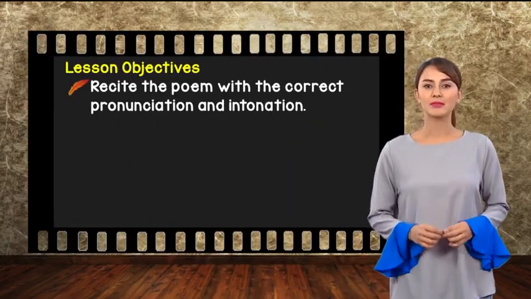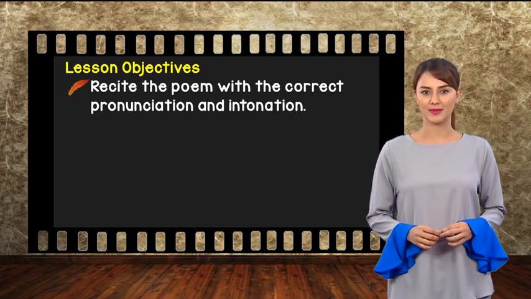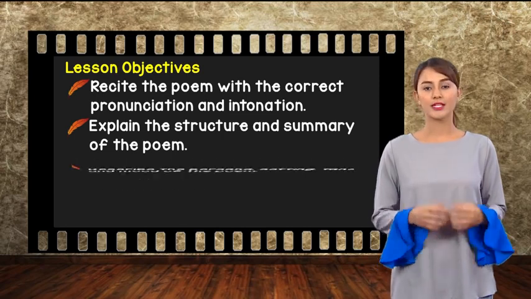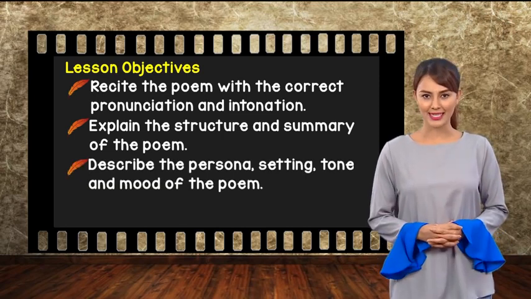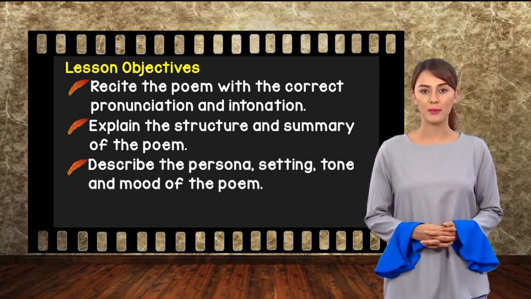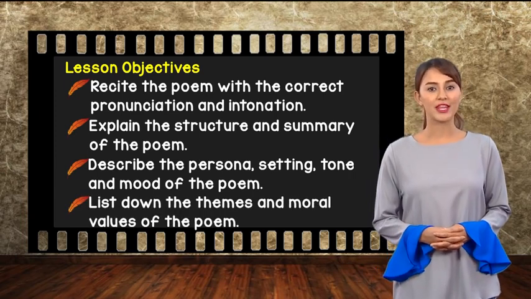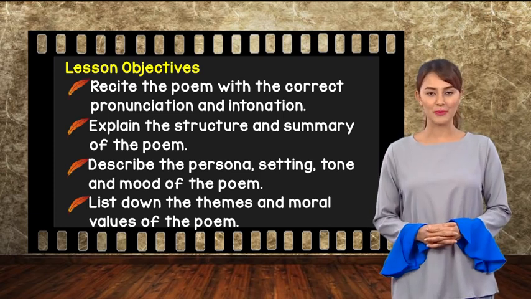By the end of this lesson, you should be able to recite the poem with the correct pronunciation and intonation. Explain the structure and summary of the poem. Describe the persona, setting, tone, and mood of the poem. And lastly, you should be able to list down the themes and moral values of the poem.